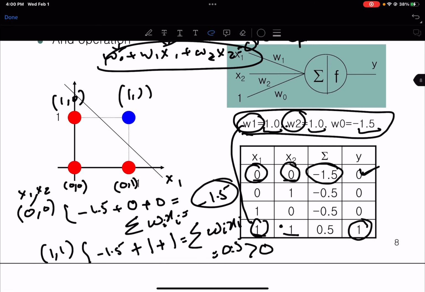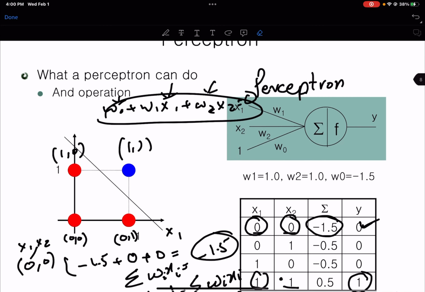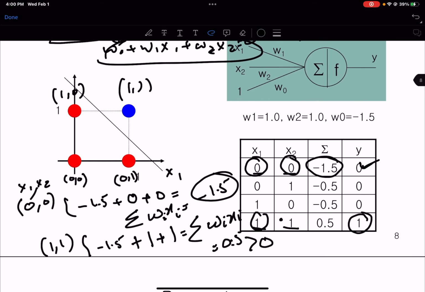We can set the required values of your W's to design an AND operation. So here in this example, our perceptron was used to develop an AND operation. So for 0, 0, your output is red. Then 0, 1, it is red. 1, 0, it is red. And for 1, 1, it is blue. So this is your AND function designed using a perceptron.